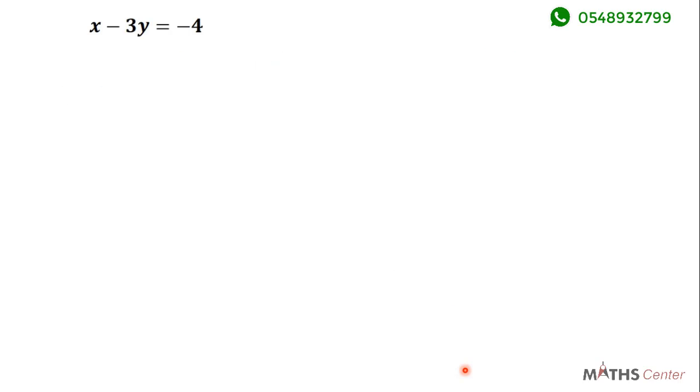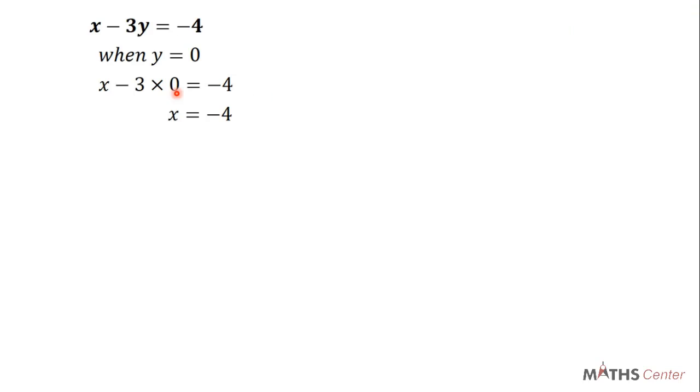You move on to the other equation. X minus 3y is equal to minus 4. So here, because y is multiplying 3, I'm going to assume that y is equal to 0 so that I will take this whole thing away. So when y is equal to 0, we will have x minus 3 times 0 is equal to minus 4. Now 3 times 0 is 0, so x is equal to minus 4. So straight away, I get my first coordinate to be minus 4, 0.